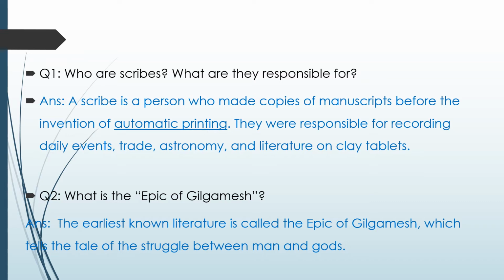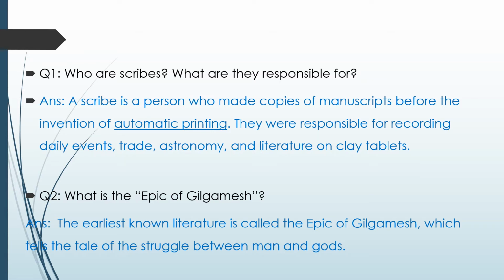Like in before time, we all know that there was no such technology to record or to note down anything or to copy anything. So there were people who were called scribes, and their duty was to record everyday events, everyday developments, astronomy, trade, and literature on clay tablets, meaning a square material that is made up of clay. They used to write on it. So they were called scribes, and that was what they were responsible for.